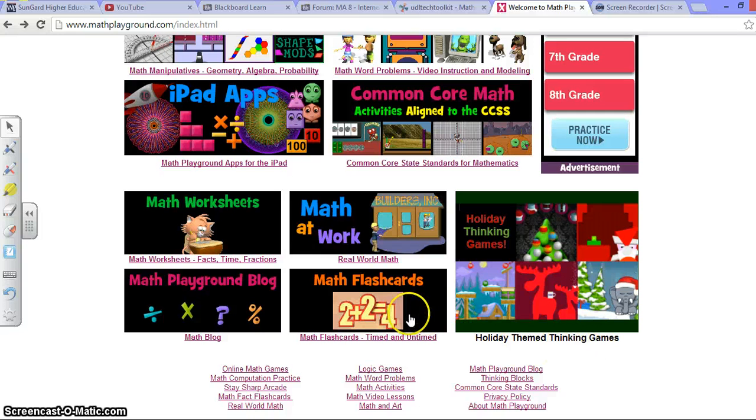And most importantly, they do have the CCSS listed, so therefore you, the student, and the parents will know what is keeping them up to base with what they need to be learning.